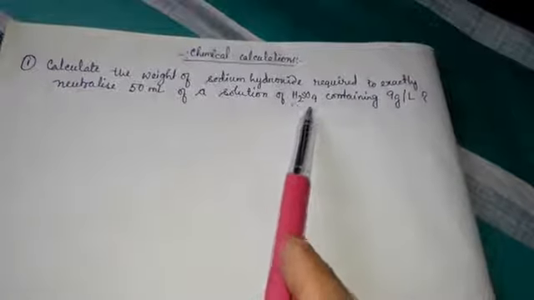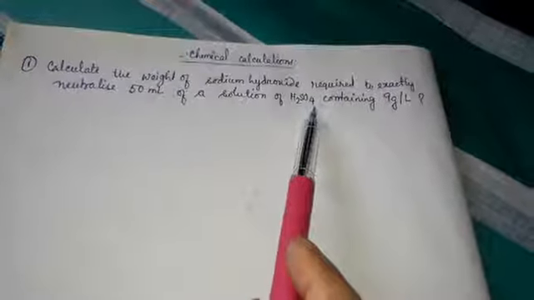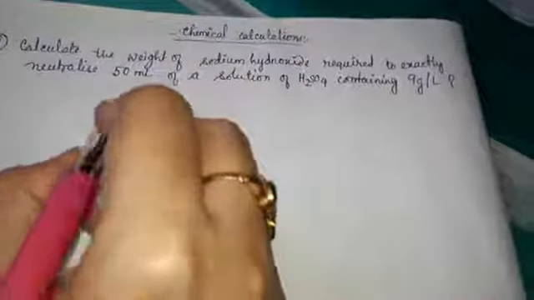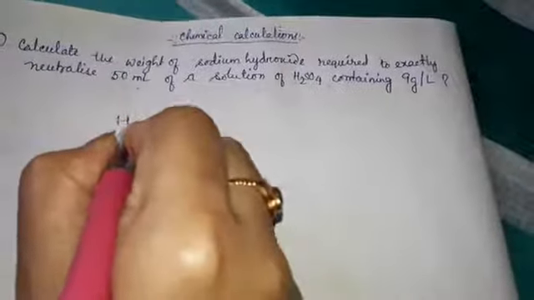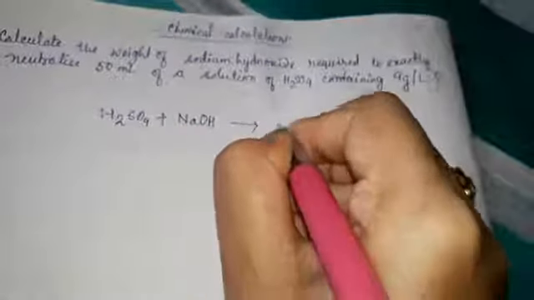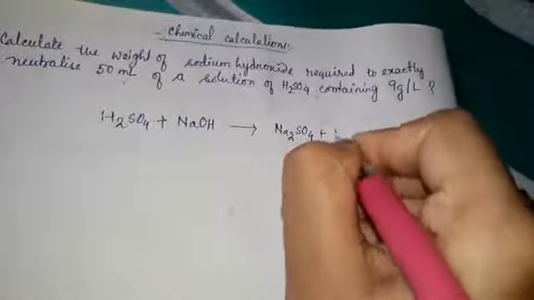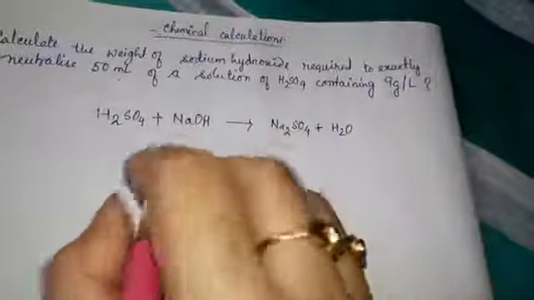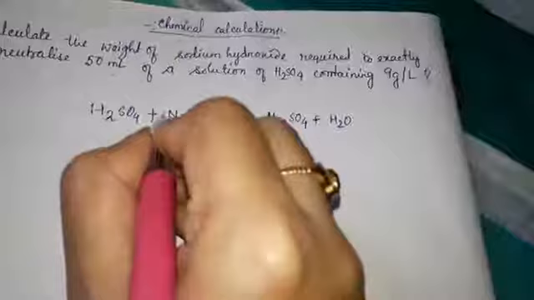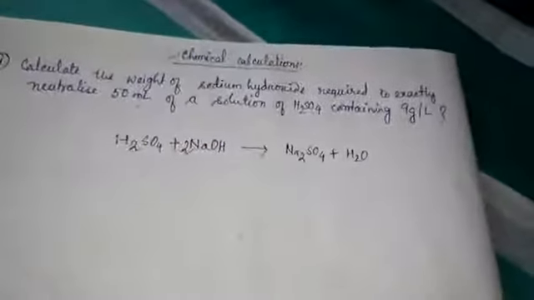Okay, so at first we have to write the balanced chemical equation between these two. So H2SO4 plus NaOH. We all know that the products of neutralization reaction are always salt and water. So Na2SO4 plus water are produced. Now we have to balance it. Let's put 2 here. So now the reaction is balanced.